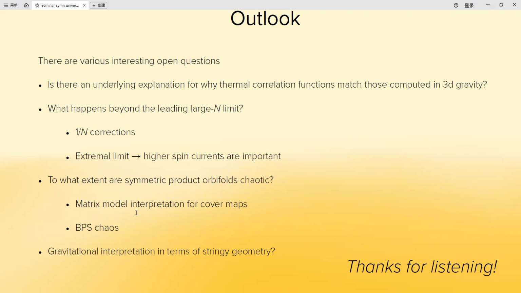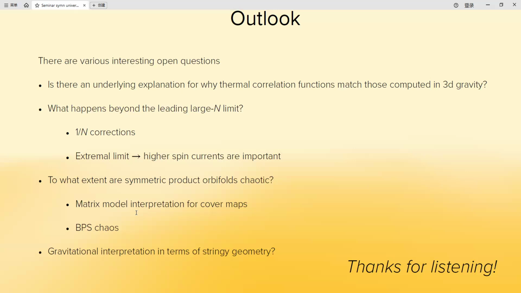Then one could ask what happens beyond the leading large n limit. There are 2 ways that I think would be interesting. One could try to just understand what the other cycles are, go back to our computation and see what the next to leading order correction is. But one could also try to probe the extremal limit. Here we didn't consider any angular velocity, but one could try to take the extremal limit where you have a left and right moving temperature that scale very differently with n. And in this limit, it has been argued that higher spin currents are important. And we know that symmetric orbifolds have them, unlike gravity. So here you should start to see something. And that would be really interesting to work out.